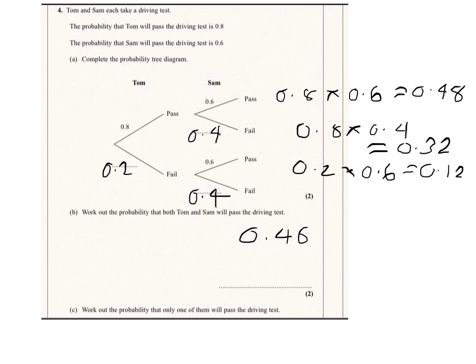So as both these conditions give us what we want, we have to add them together. So it's either Tom passing, Sam failing, or Tom failing, Sam passing. So you add 0.32 and 0.12 together, and the answer is 0.44.